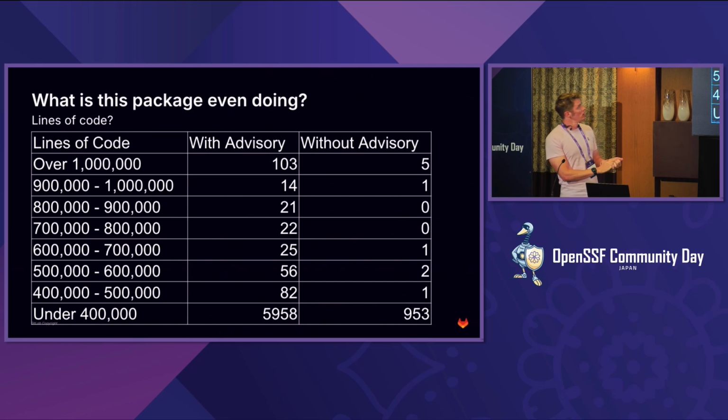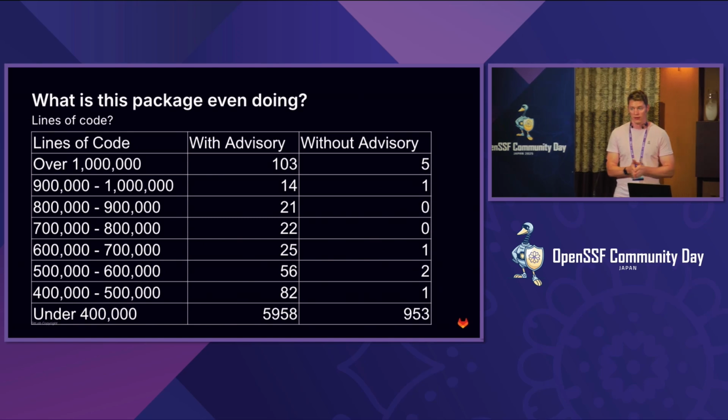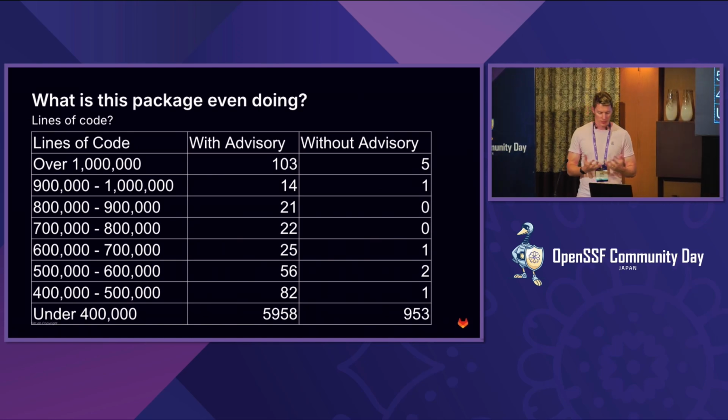How about lines of code? Lines of code, yep, pretty indicative. We have with advisories 103. Obviously, if you have more than 1 million lines of code, you have a higher chance of having a vulnerability, bigger attack surface, more features, etc. So I don't know how much we can glean from that, except for saying try not to have much code.